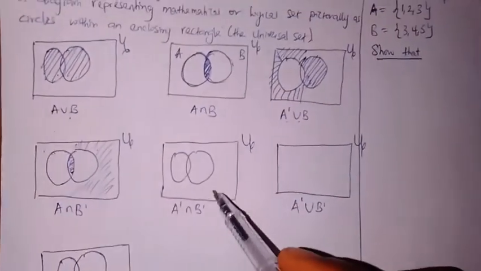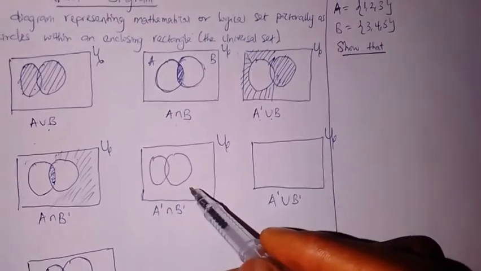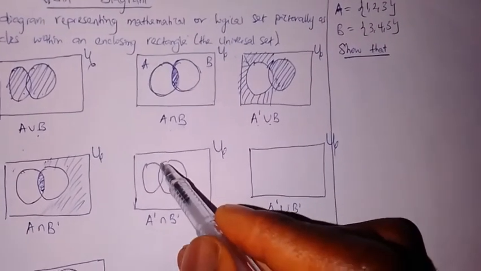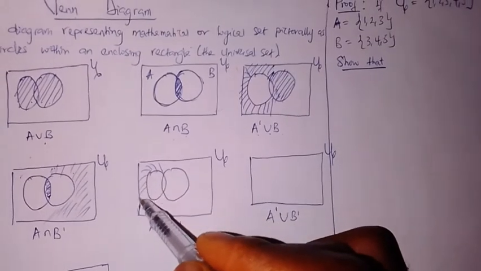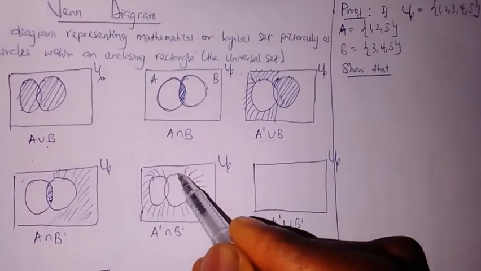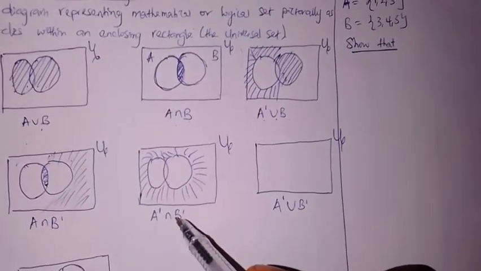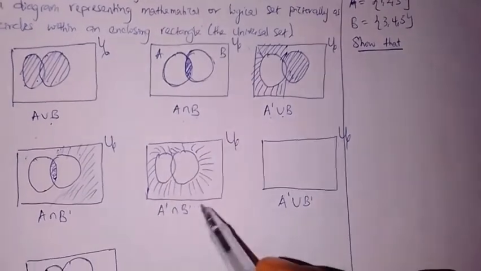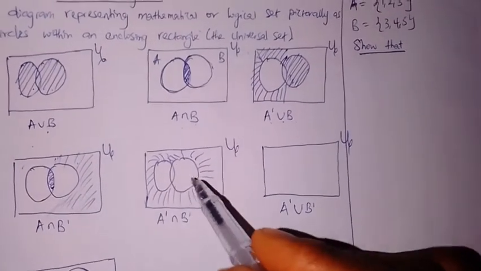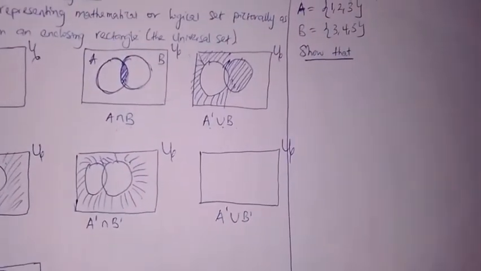Now, for A prime intersection B prime, it means what is common between A prime and B prime. A prime initially is this around here. B prime also is this around, in this case. Okay, so intersection means what is common amongst the two of them. So that's what is actually joining them together. So that is the representation for that.